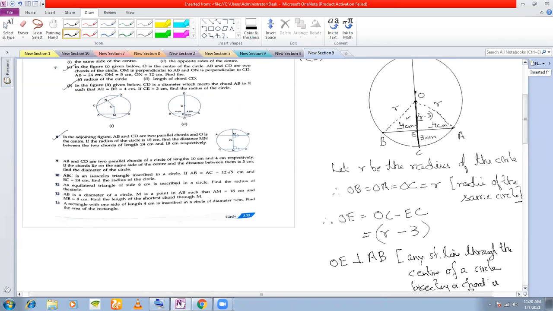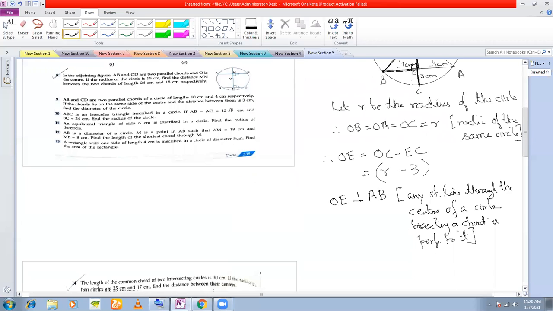That means this becomes 90 degrees so that this becomes a right angle triangle. This triangle becomes a right angle triangle. So that OB becomes your hypotenuse, OE becomes your perpendicular, and BE becomes your base. So now with the help of Pythagoras theorem, you can find out R. So let us apply Pythagoras theorem in triangle OEB.